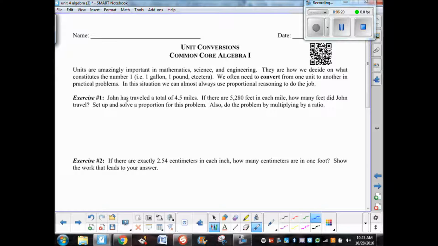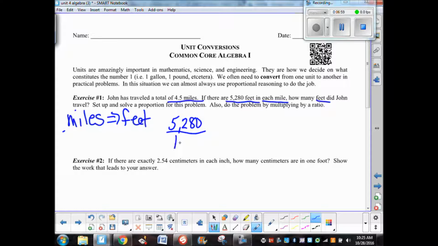It says John has traveled a total of 4.5 miles. There are 5,280 feet in each mile. How many feet did John travel? Set up and solve a proportion for this problem. Also, do the problem by multiplying by a ratio. So I'm going from miles to feet, because that's what the question is asking me to do. So my proportion would be 5280, that's my feet, is in 1 mile. I'm going to put in those units. This is my proportion because it's asking me to do this two ways. So therefore, how many feet in 4.5 miles?